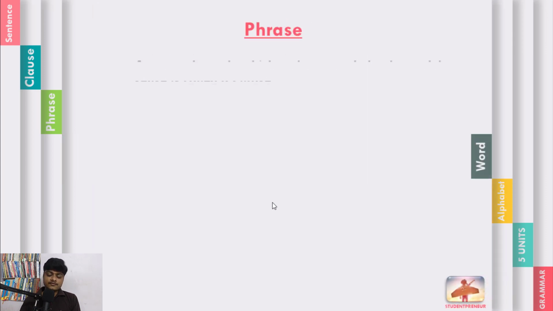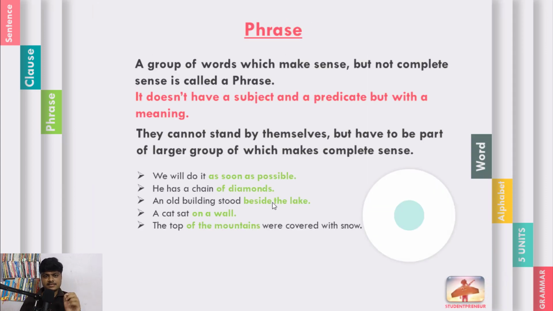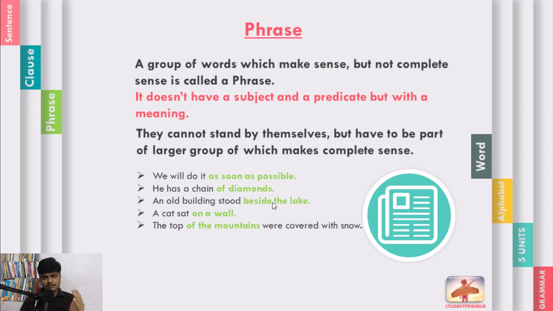Next, third basic unit, phrase. Phrase is a group of words which gives meaning but not complete meaning. It doesn't have subject and predicate. So, for example, we will do it as soon as possible. In this sentence, as soon as possible is the phrase. He has a chain of diamonds. Of diamonds is a phrase. It is a group of words. It gives meaning but not complete, and it doesn't have subject and predicate.